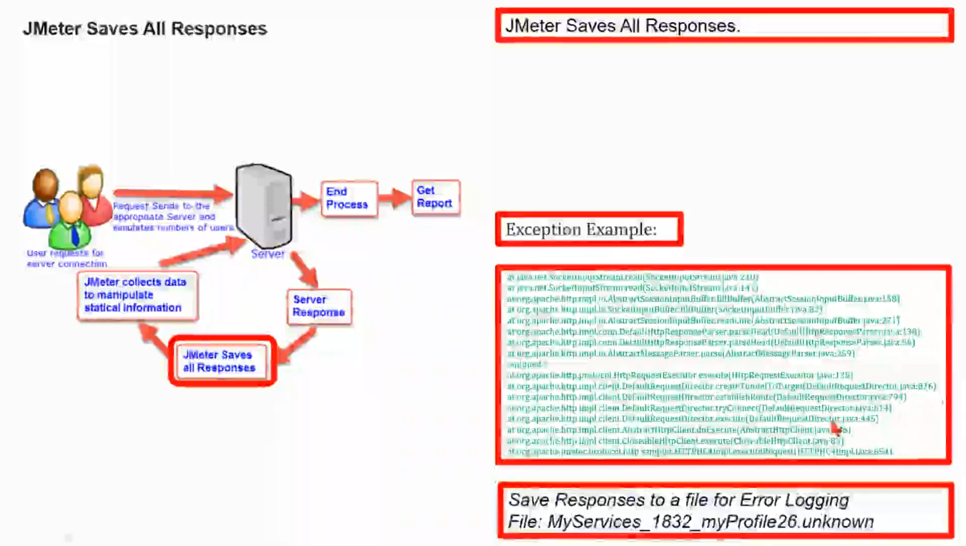As an example, we can consider this one, save responses to a file for error logging. Here this file is saved as myservices_1832_myprofile26.unknown.